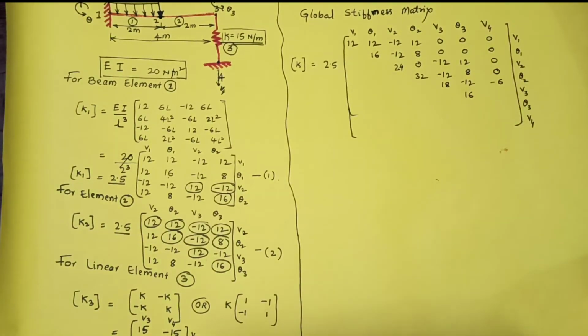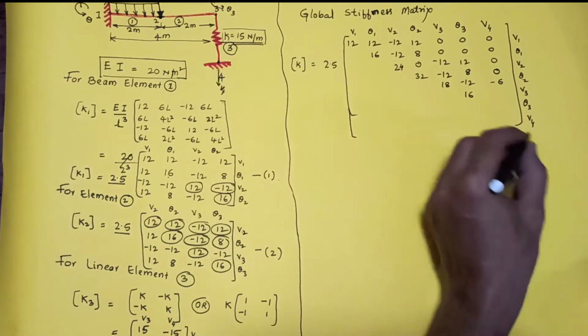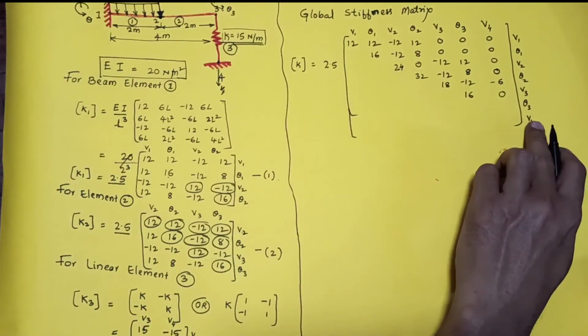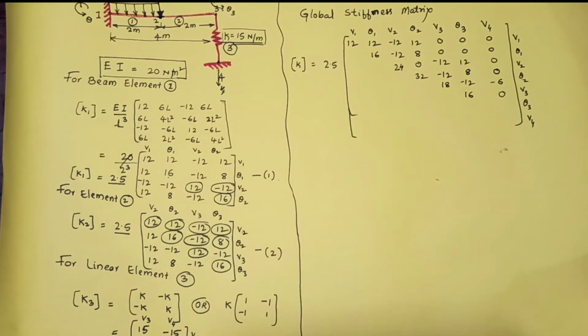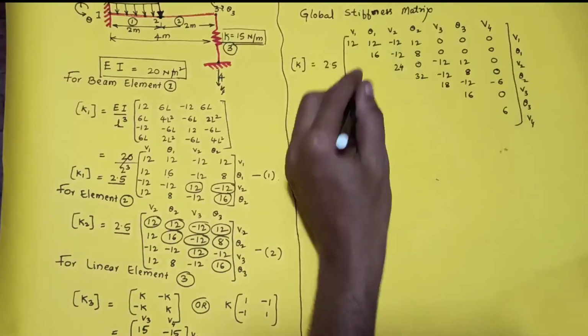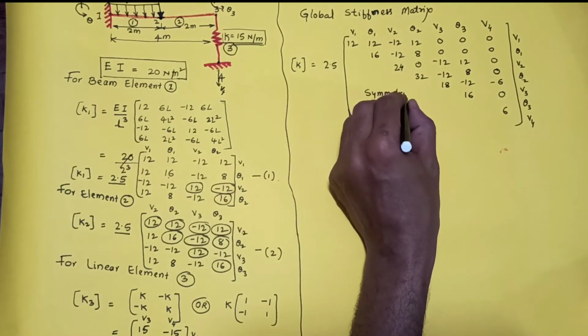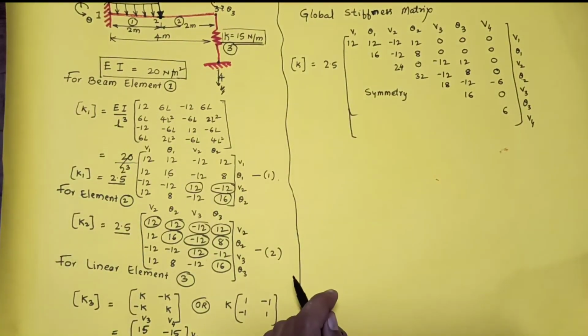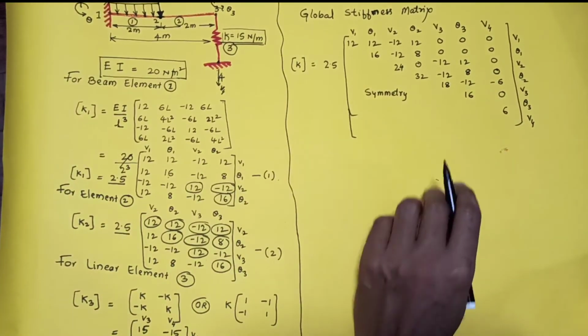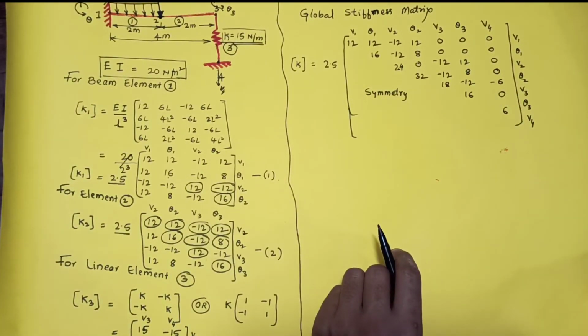Theta 3 V4, there is no relation between theta 3 and V4, so it will be 0. Now V4 you are having 6, so that is plus 6. Okay, so this will now be symmetric. Same symmetric matrix you can copy. Now this will be the global stiffness matrix.